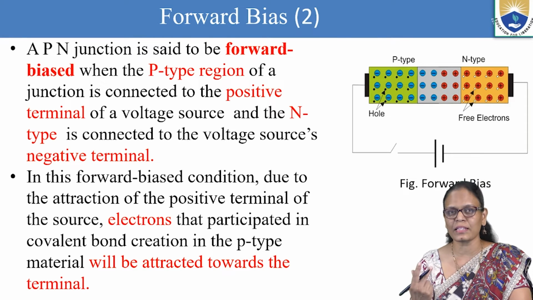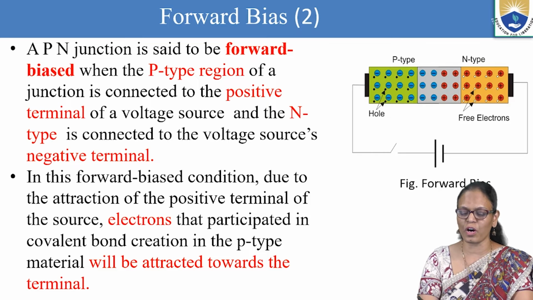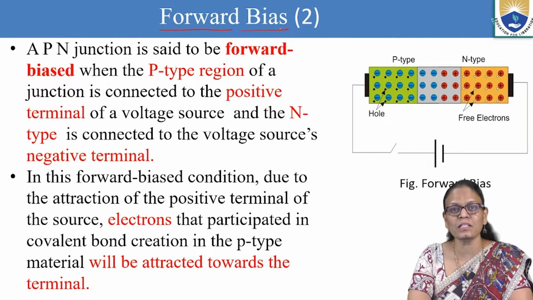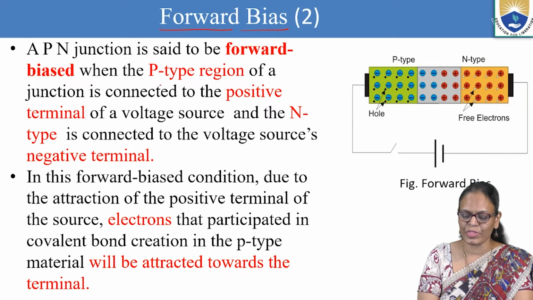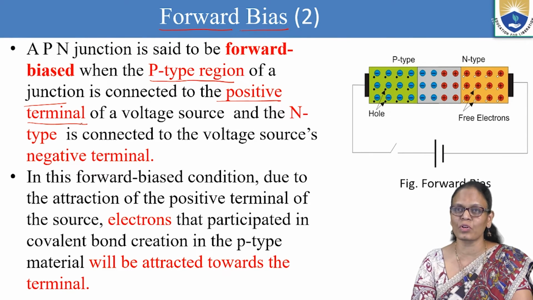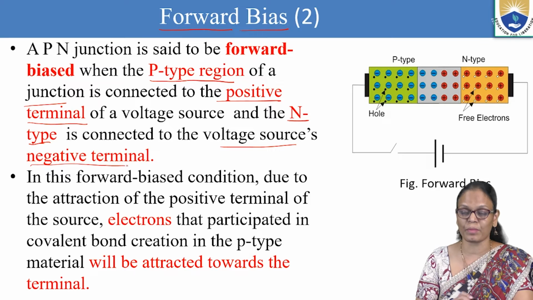In biasing, there are two types we are going to see. The first one is forward bias. In forward bias, what we do is the p-type region of the junction is connected to the positive terminal of a voltage source, and the n-type is connected to the negative terminal of the voltage source.